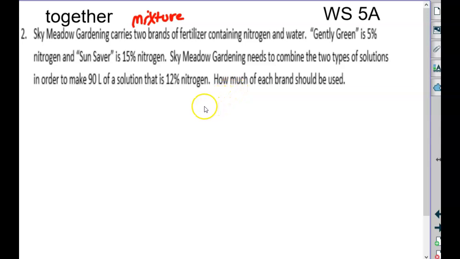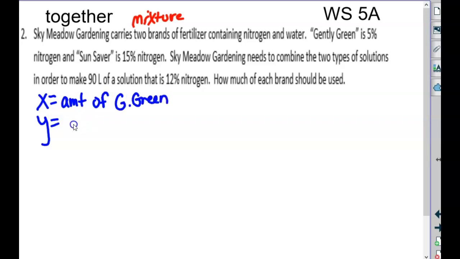We could set this up several different ways. If we're going to use 2 variables, what should they represent? Okay, so the amount or liters of Gently Green and the amount in liters of Sun Saver. I'm going to call that one Sun.